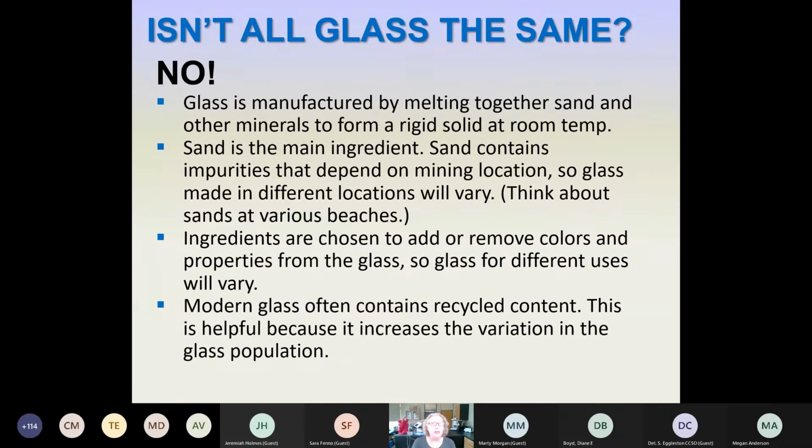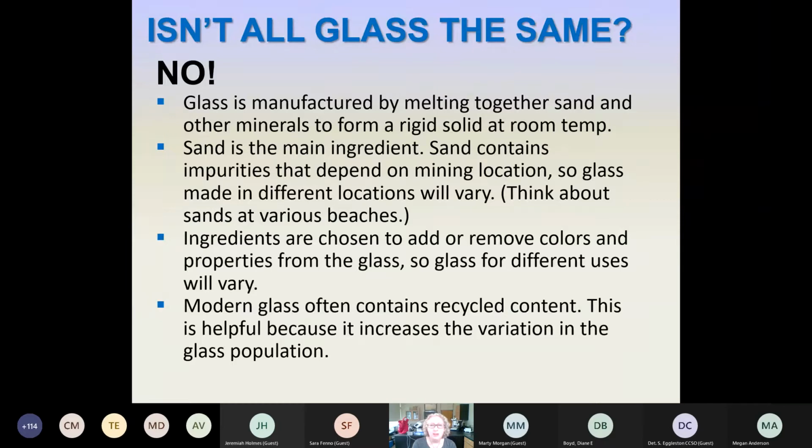One of the questions we hear in the laboratory is, well, what can you say about glass? Isn't all glass the same? And of course, if only we could explain. So here we're going to dive into the science a little bit, just some background material about what is glass.